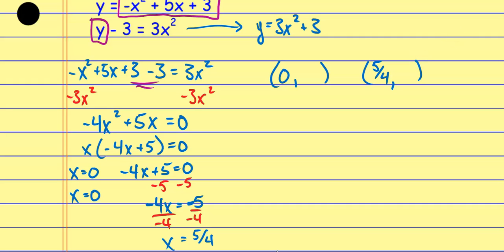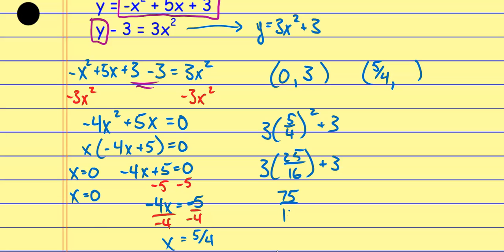If I plug the 0 in there, that gives me a 3. So that's one of my answers. And now plug the 5/4 in there. That's a little bit tricky. Let me take it off to the side here. 5/4 squared. So I square that. That's a 25/16. And now I multiply. That is a 75/16.